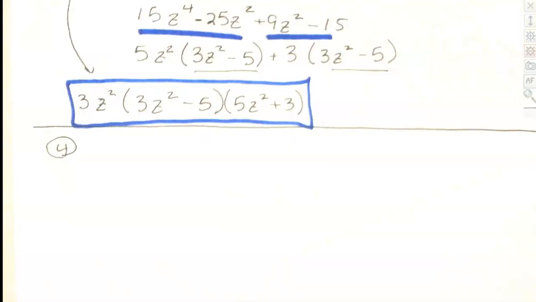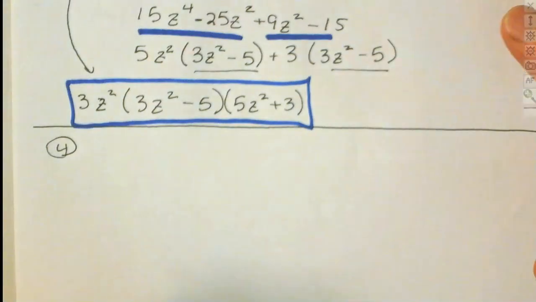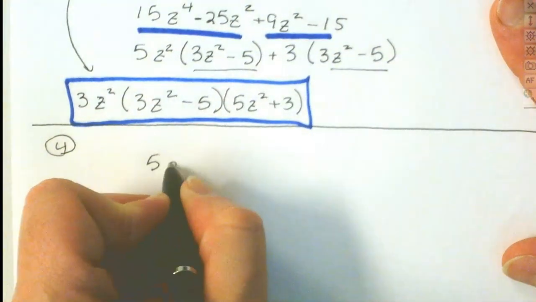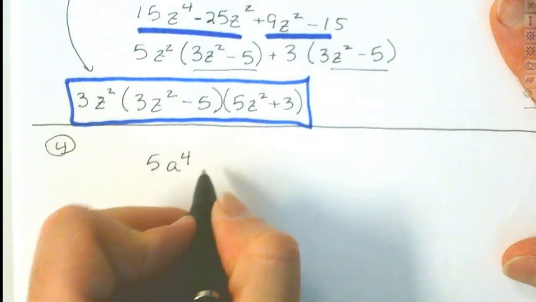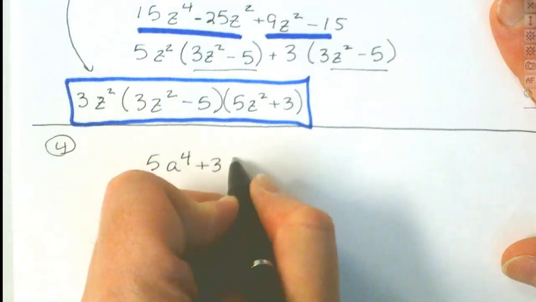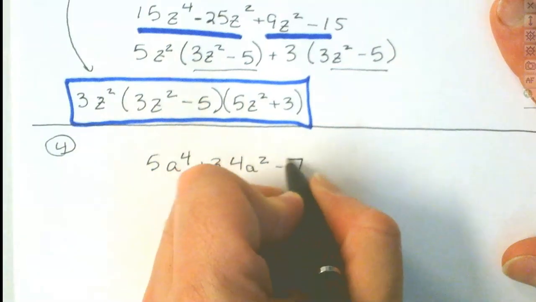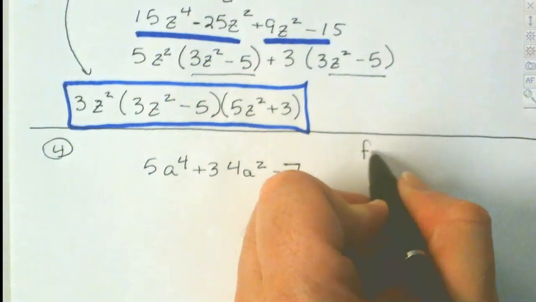So if I gave you this question to factor, which is 5a to the 4th plus 34a squared minus 7, and I said factor this, how would you factor this?